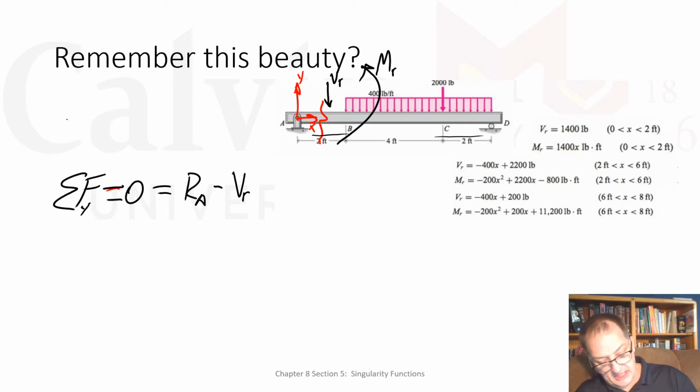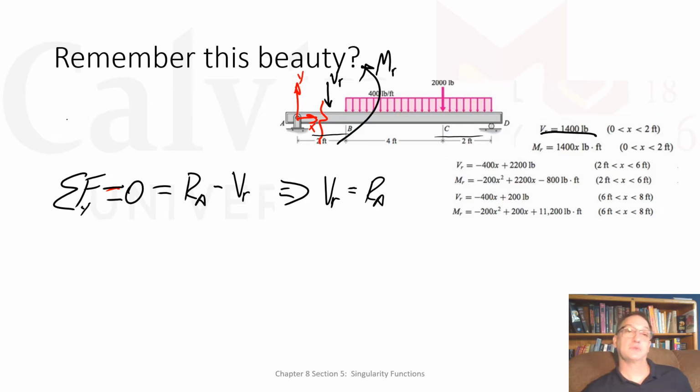So that first section led us to VR is equal to the reaction force at A, which in our case, and you can see it right here, our reaction force was equal to 1,400 pounds. Now what we need to do is write our equation for the next section. Let's do that on the next slide.